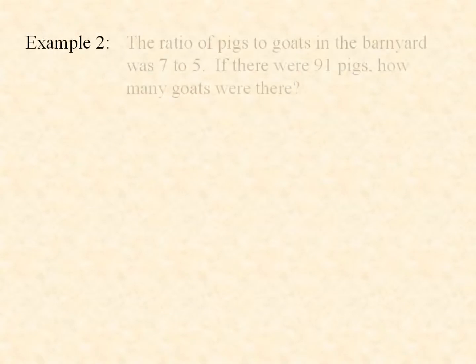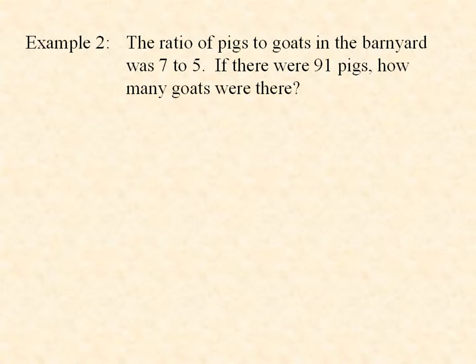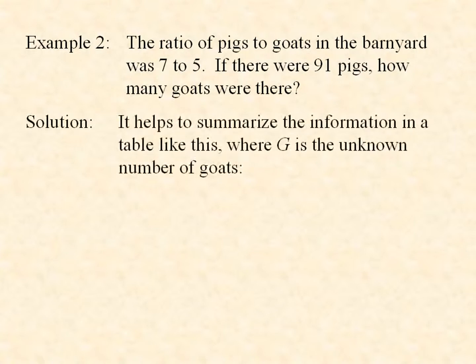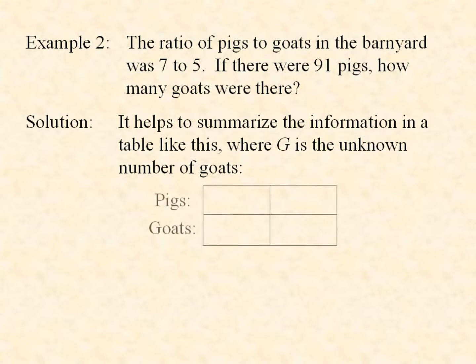Example 2. The ratio of pigs to goats in the barnyard was 7 to 5. If there were 91 pigs, how many goats were there? It helps to summarize the information in a table like this, where g is the unknown number of goats. We place the ratio 7 to 5, pigs to goats, and we make a new ratio of 91 to the unknown g.